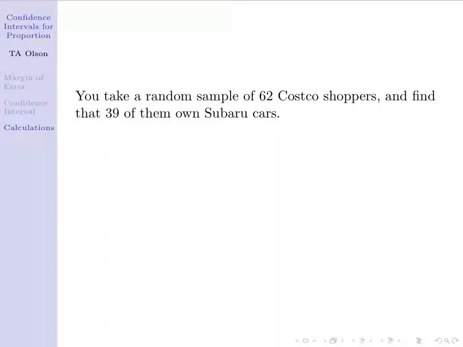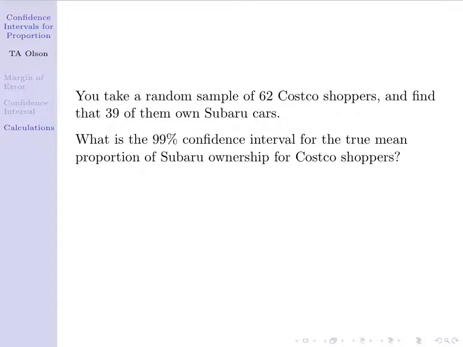All right, so for our calculations, we're going to look around our Costco parking lot and do a random sample of 62 Costco shoppers. We found out that 39 of them own Subaru cars, right? So that's going to be our yes. Yes, I own a Subaru car, or no, I do not. And the question we want to ask is, what is the 99% confidence interval for the true mean of the proportion of Subaru ownership for Costco shoppers?